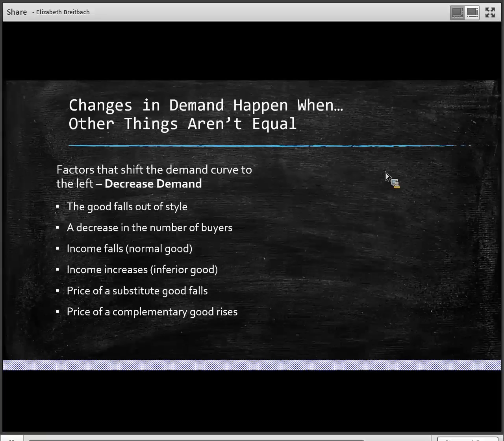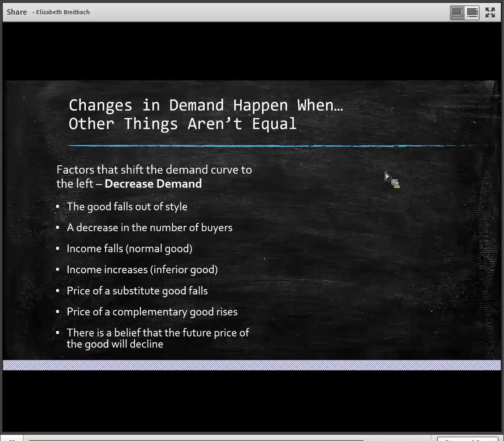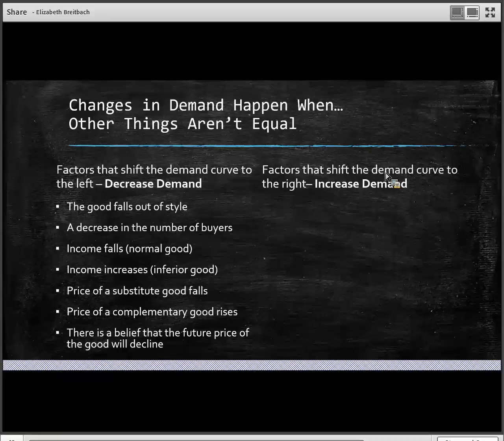All right, on the other side of the board, we have factors that shift the demand curve to the right. And these include if the good is currently in style. So if it's popular, if everybody's wanting it, it's trending, that's going to increase the demand for the product. An increase in the number of buyers. So if all of a sudden there's more people in the market, as our baby boomers get older, we're going to see more consumers purchasing products that older individuals want.